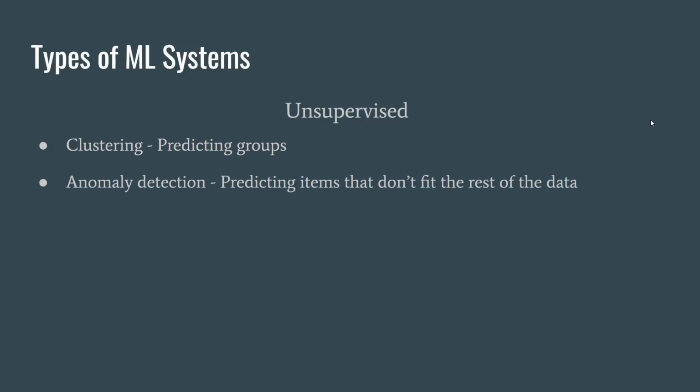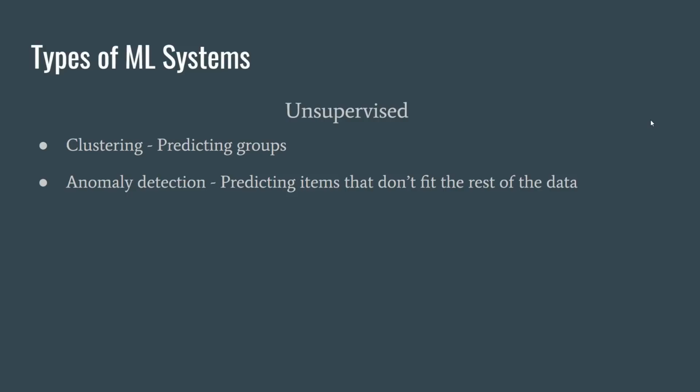Then you have something called anomaly detection, which is basically predicting items that don't really fit the rest of the data. The best example of this is credit card transaction fraud, where it can find that this one purchase doesn't match all the other purchases you've made in the past, so we're going to flag this as a possible fraud and get to you, to make sure whether it is a fraud or not, or is there something different that you're doing.